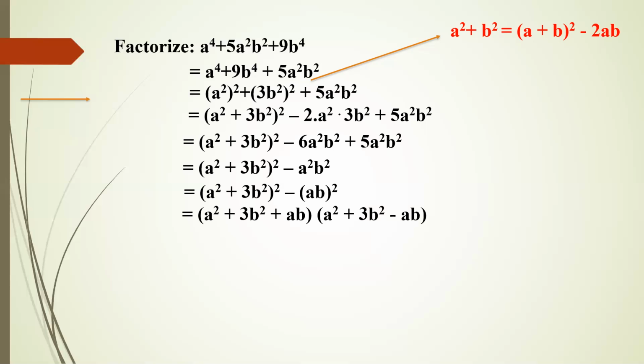A minus ab as ab. So it is a plus b and a minus b. Okay, here we just arrange it again. It is a square plus ab plus 3b square and a square minus ab plus 3b square. Okay, let's get another example.